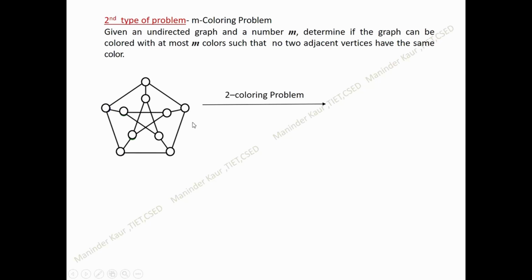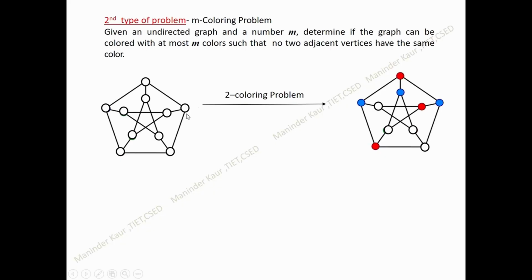For example, if you are applying the two coloring problem, that means if two colors are given to you, can we paint this graph with these two colors exactly, satisfying the property that no two adjacent vertices should have the same color?